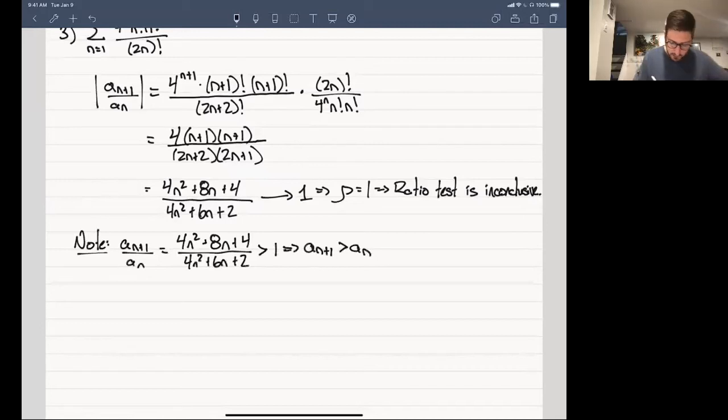And also, a_1, the first term in this sequence, is equal to 2, which tells me that a_n has to be bigger than 2 for all n.